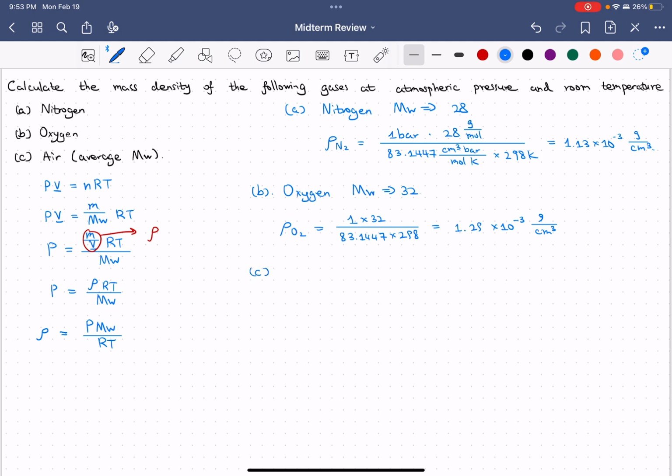And we do the exact same thing for air. Here we will use the average molecular weight, which is 29 grams per mole. Its mass density would be 1.17 times 10 to the negative 3rd grams per cubic centimeter.